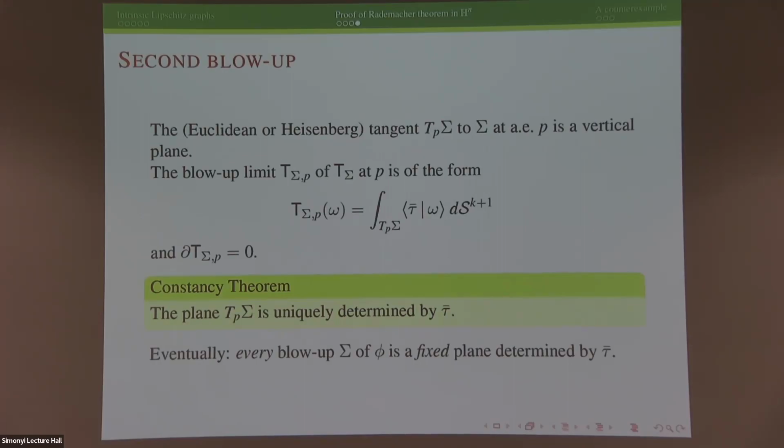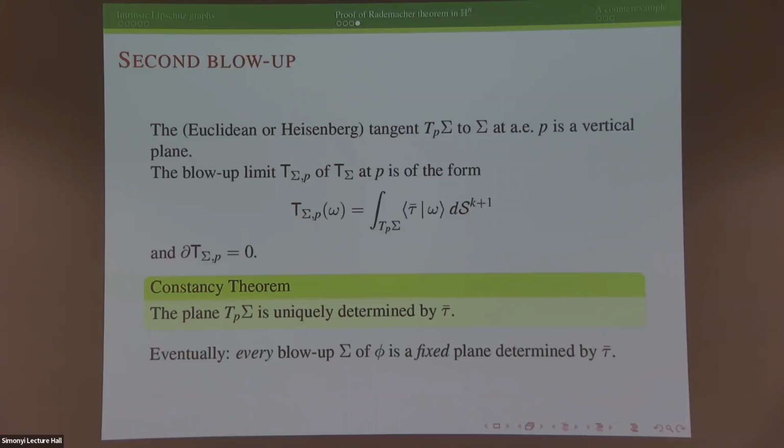I'm hiding a lot of dust under the carpet here. There are some funny stories about this, but I don't have time to go into these details. Eventually, what we proved is that there is just one possibility for sigma, the unique plane determined by tau bar, tangent to tau bar in some sense.